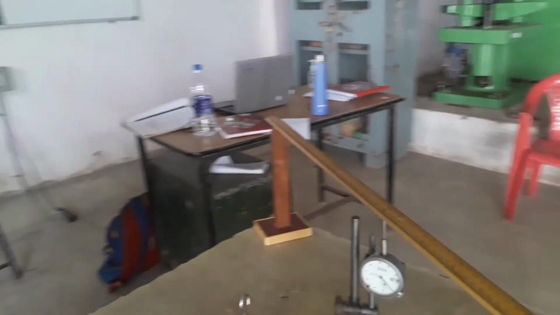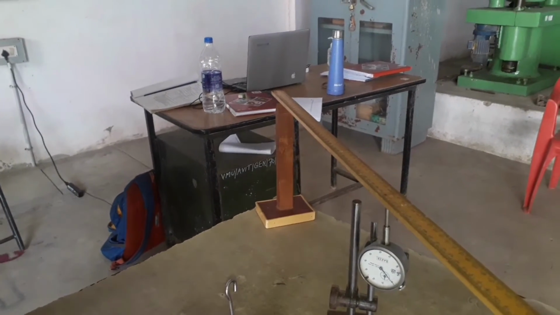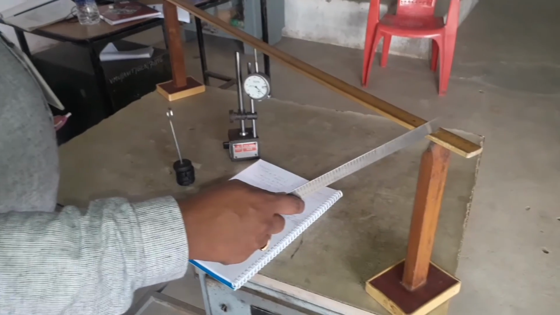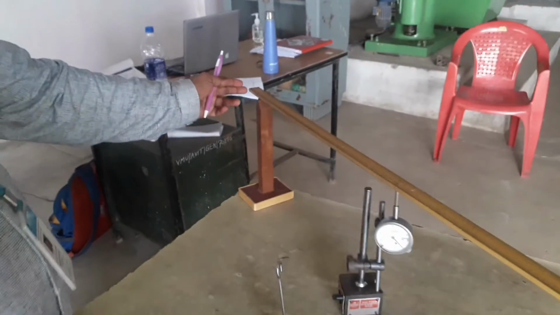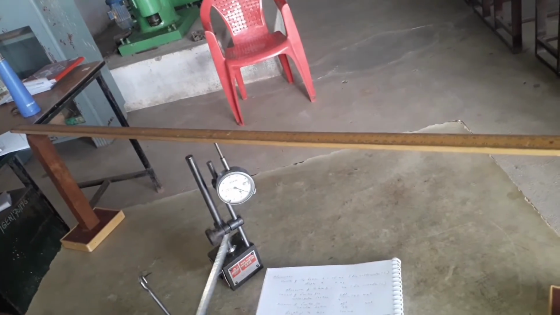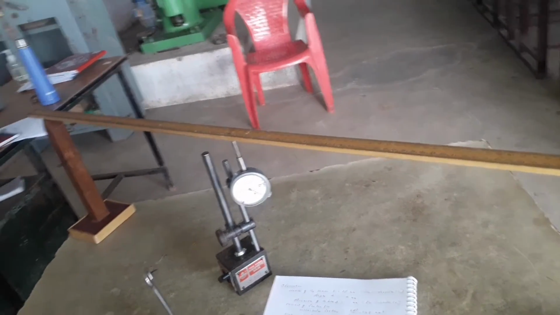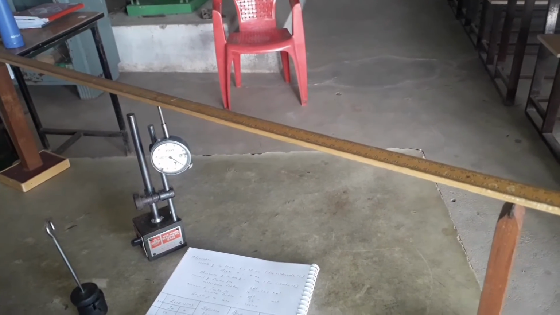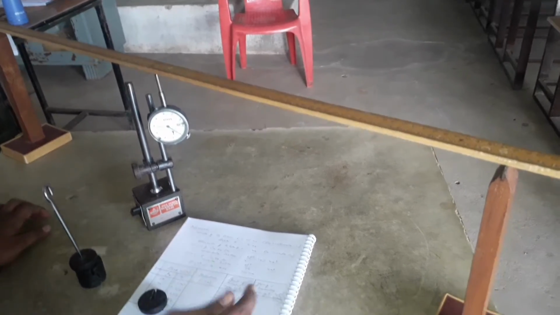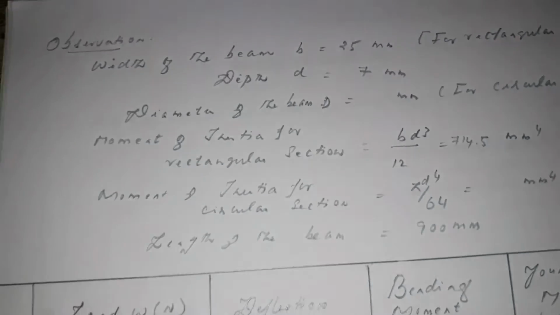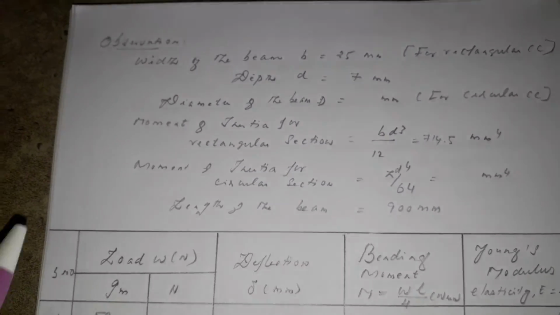The total span length here is 1000 mm, 1 meter, but I leave 50 mm on the right hand side and 50 mm on the left hand side, and only the span length in between is considered in this experiment. So now the total span length is 900 mm.